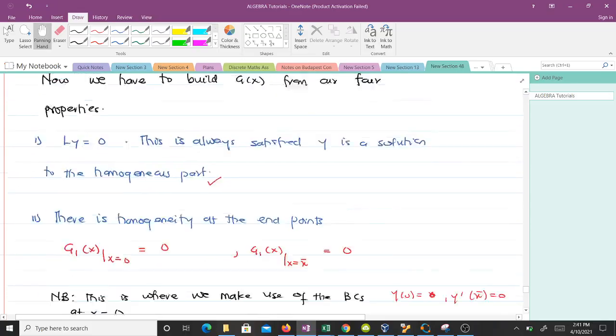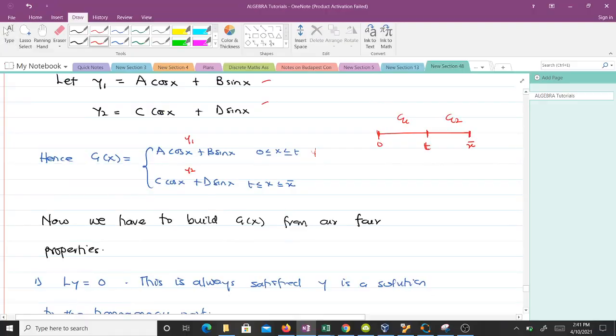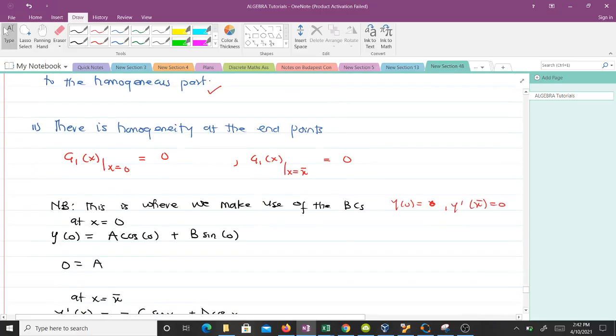So we take g1, and g1 is a cos x plus b sine x. At x equals 0, y of 0 will be equal to a cos 0 plus b sine 0. Then y of 0 in the question was given to be 0. So we have 0 equals a cos 0. Cos 0 is 1, so a times 1, and b sine 0 gives 0. That means we'll have a to be 0.